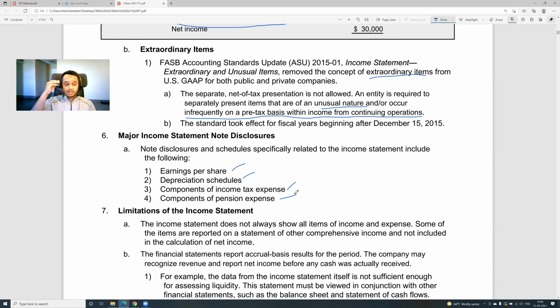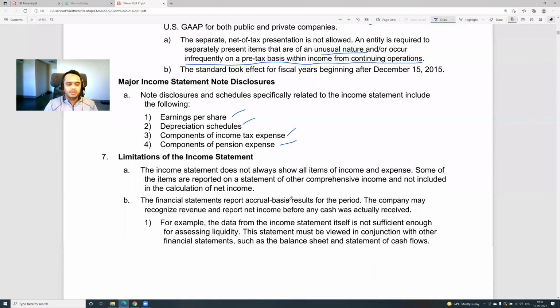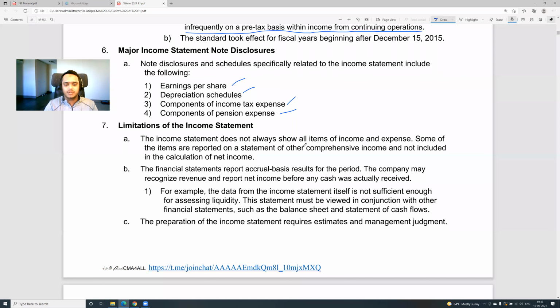Now, you see here, we are talking about lots and lots of theory of accounting. But once we jump into problems, there will be problems and theory both mixed together. Now, limitations of the income statement: it does not always show all items of income and expenditure.